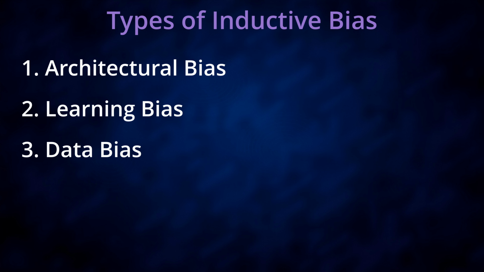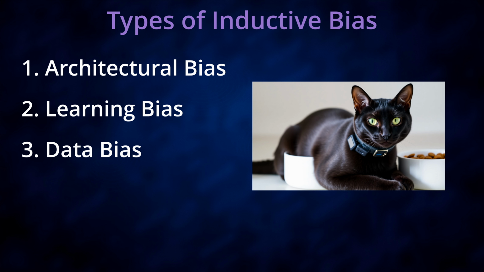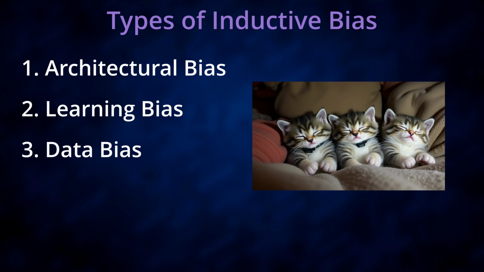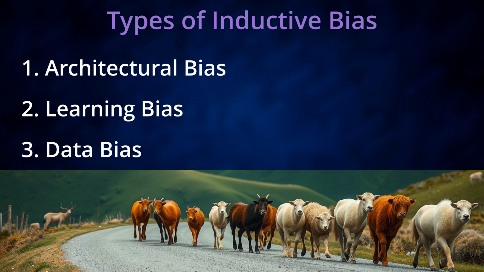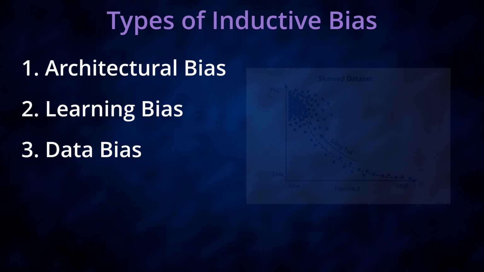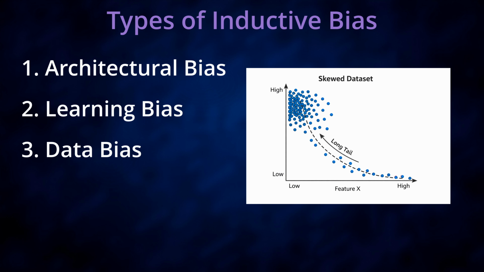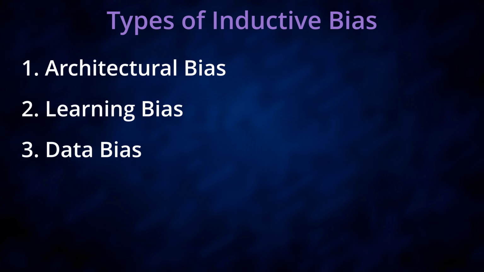Data bias. Not always a good thing. Examples: training on only cats, the model thinks every furry animal is a cat. Skewed datasets, and the model generalizes incorrectly. This is where inductive bias becomes a double-edged sword.